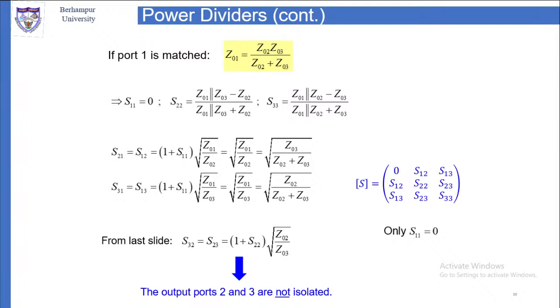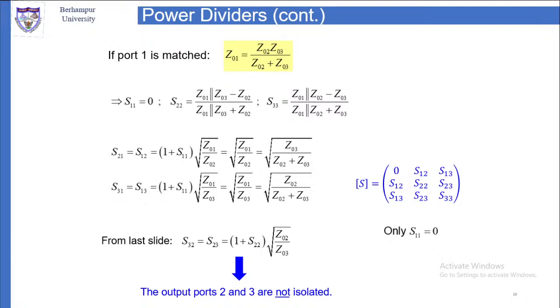Now we are continuing with port 1 match. Port 1 match means Z01 is equal to Z02, Z03 divided by Z02 plus Z03. Also, matching implies that S11 is equal to 0, S22 is equal to Z01 parallel Z03 minus Z02 divided by Z01 parallel Z03 plus Z02. Similarly, the expression for S33.